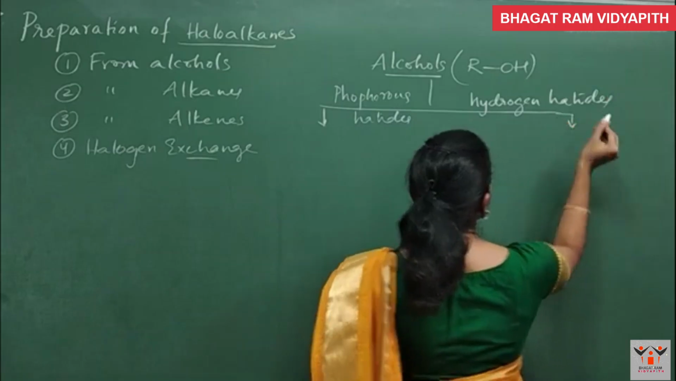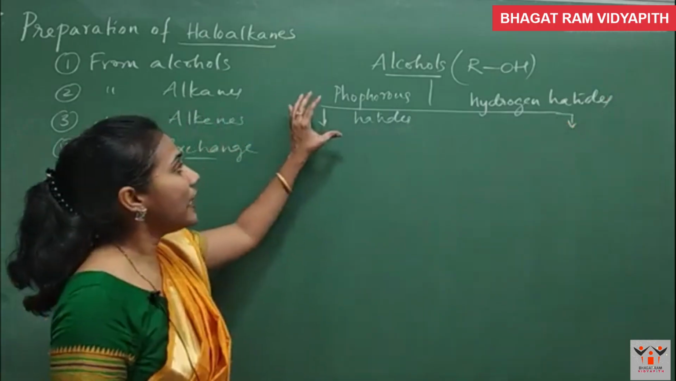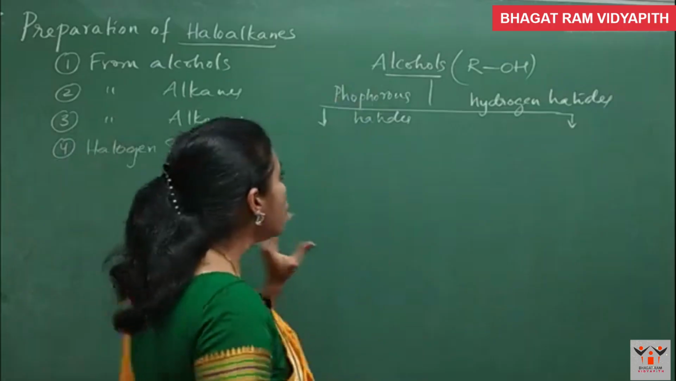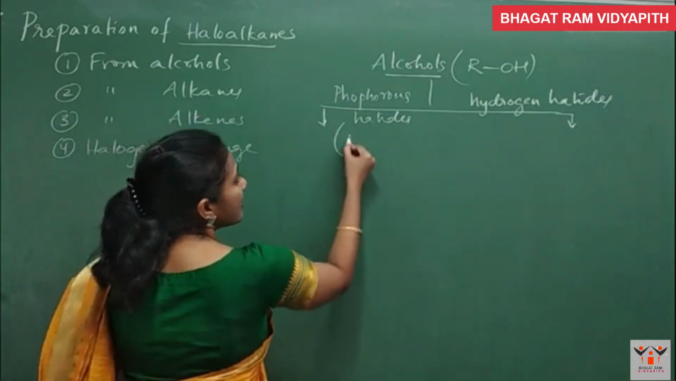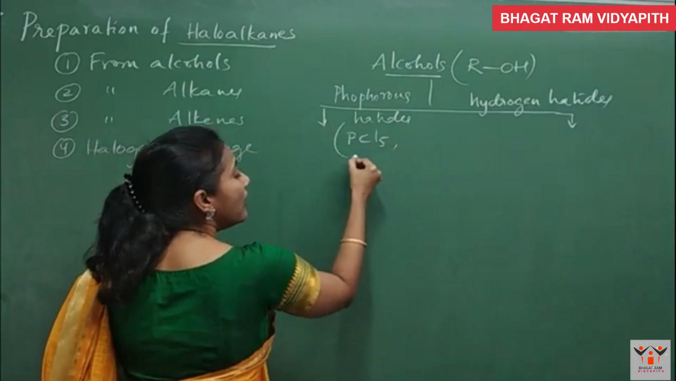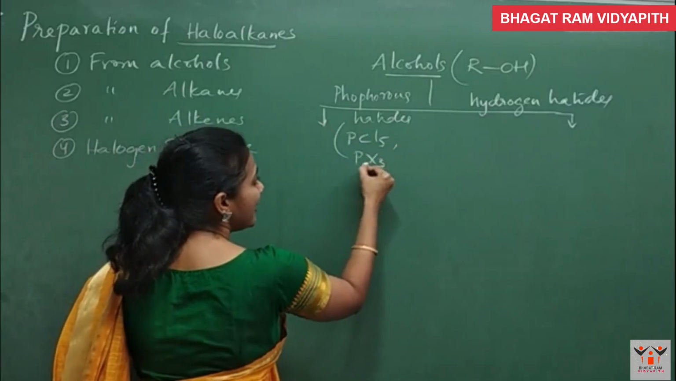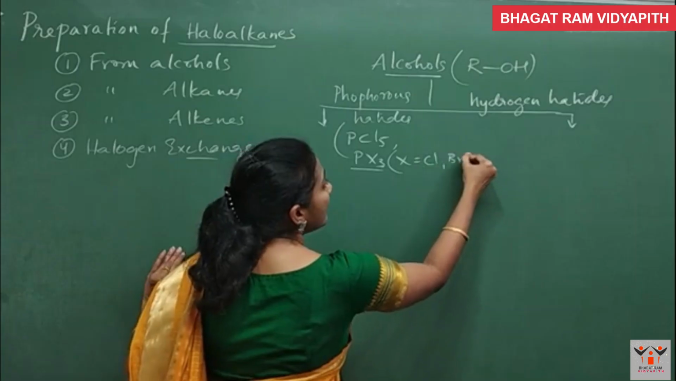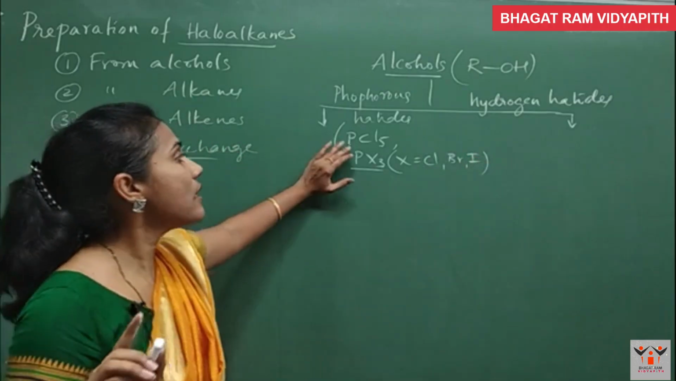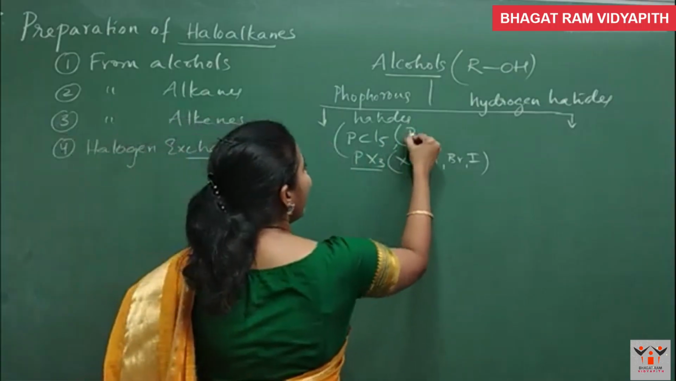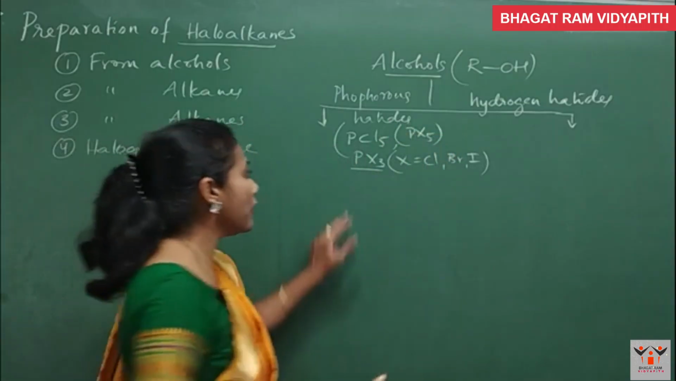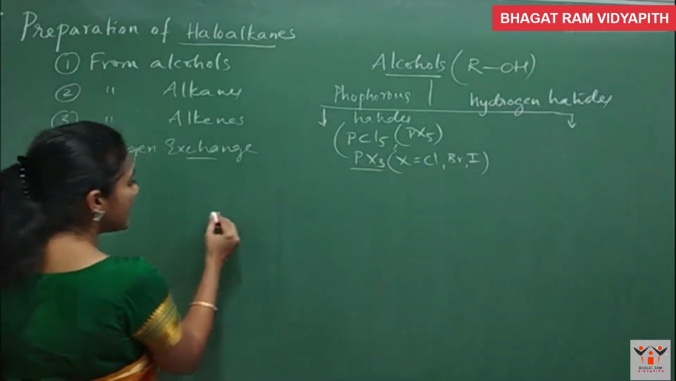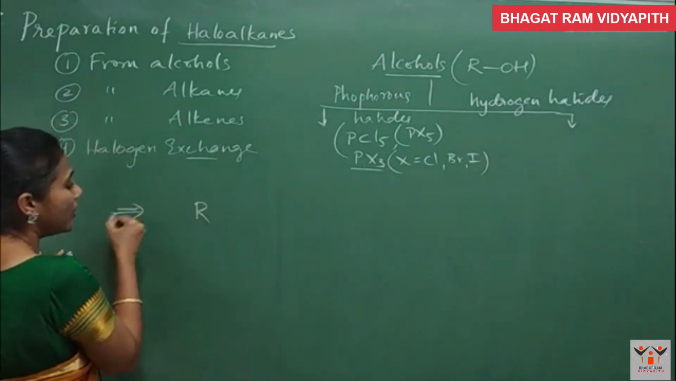Okay, so first let us understand how to prepare alkyl halides when alcohols are treated with phosphorus halides. So what actually we mean by phosphorus halides? It can be PCl5, okay, so it can be PX3 type where X is equal to Cl, Br or iodine. Okay, so we can use PCl5 or PX5 type of halides and also PX3 type of halides. Okay, so let's understand first this reaction. Okay, so I'm starting with the first reaction.